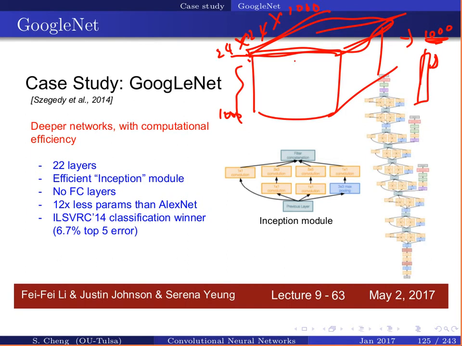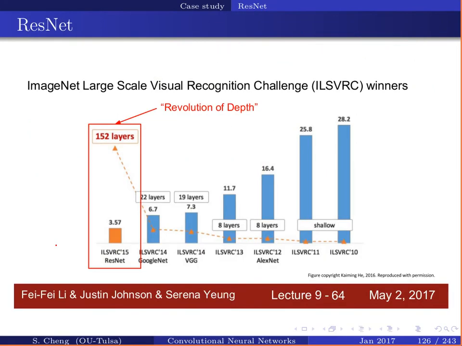This is a summary of GoogleNet. It has 22 layers, it has this inception module, and it has no fully connected layers. It turns out it can have much fewer parameters than AlexNet. It reduced the number of parameters by 12 times, and it has pretty good performance.